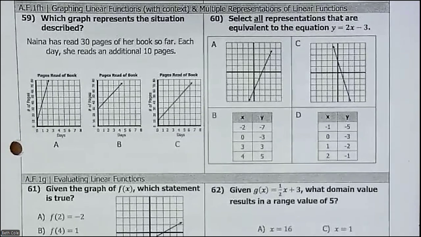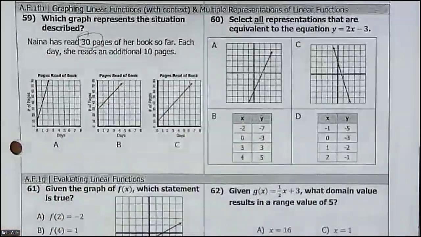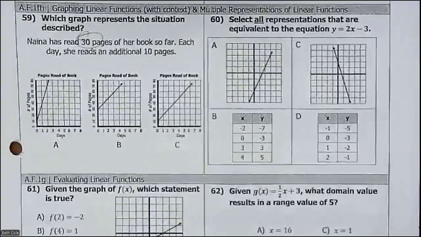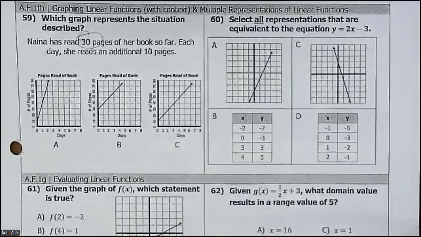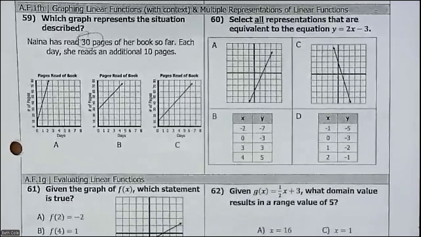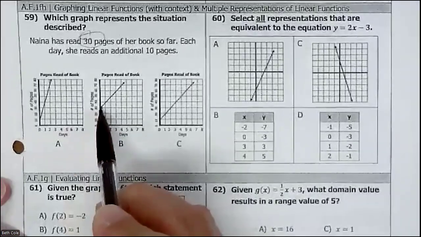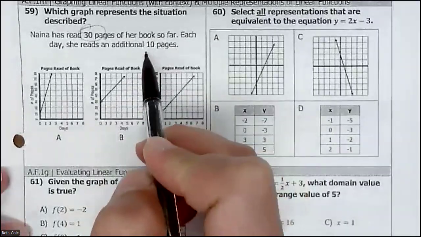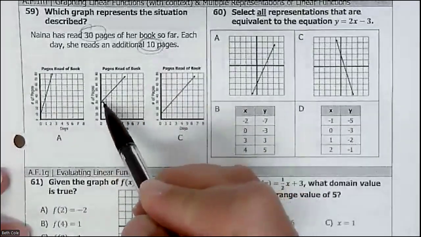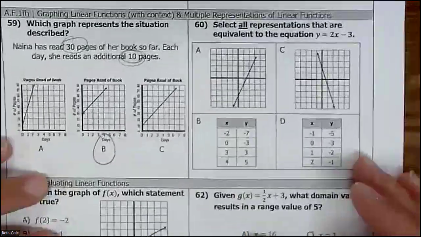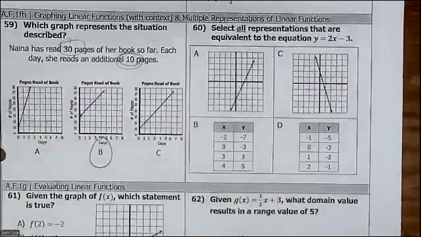All right, 59. How do you say that name? Nina? Nina has read 30 pages of her book so far. Nina, we'll go with that. So we want a graph that starts at 30. Do you see any one of these that starts at 30? Oh, actually, B is the only one that starts at 30. So that's going to have to be our answer. But then you would want her to read an additional 10 pages each day. So does it go up by 10 each day? Yes. So B is our answer. We were kind of able to pick it just based on the 30.